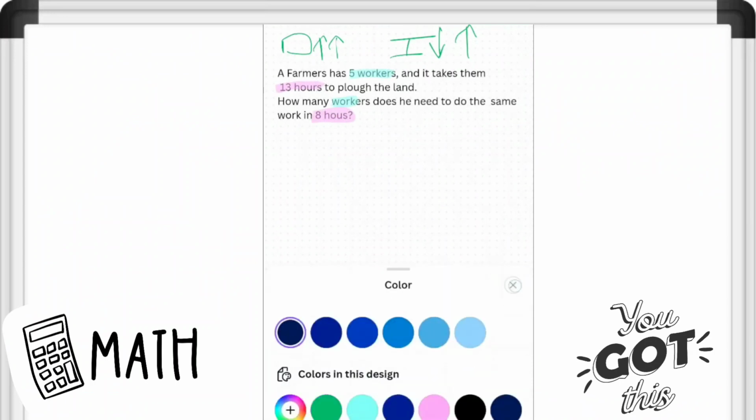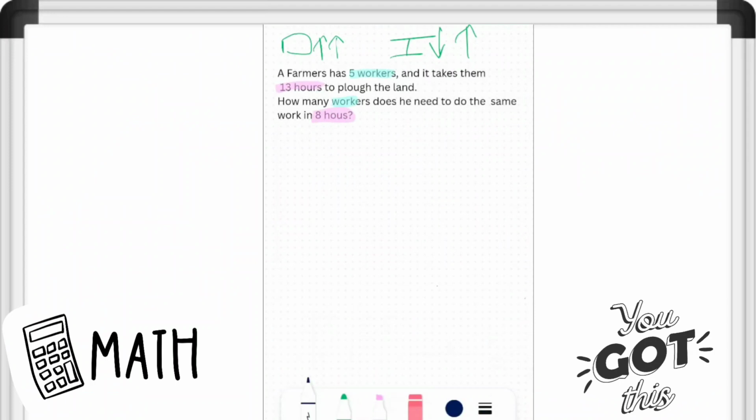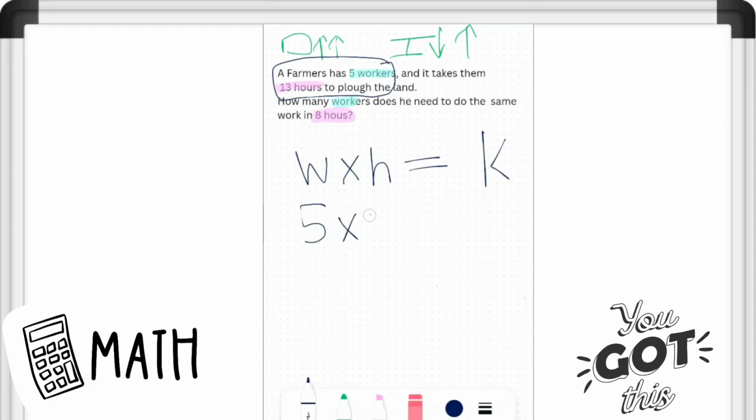So this is how we are going to do it. We're going to say the workers times the hours. Well, let's rewrite that. Let's say workers times the hours gives us an amount. This amount we call K. This is our constant. So if we take the first part here, I'm going to say 5 workers times 13. That gives us 65. Okay, so this is our constant.